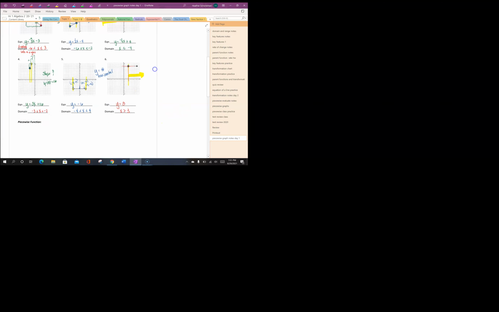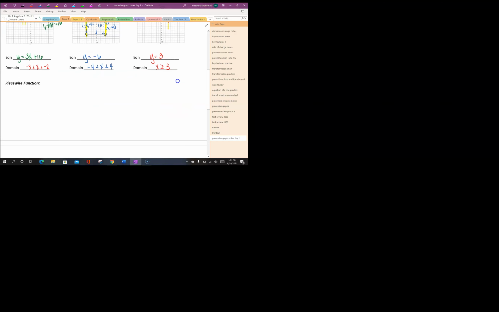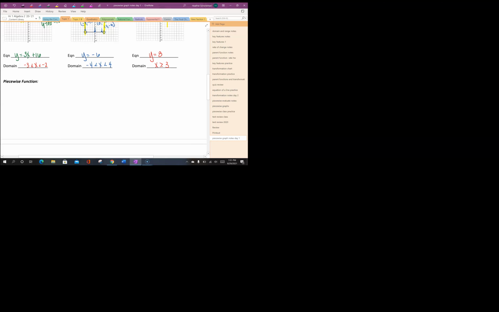All right, so what is a piecewise function? Because a piecewise function is going to have more to it than just one equation. So a piecewise function is a function that has different rules for different parts of the domain.